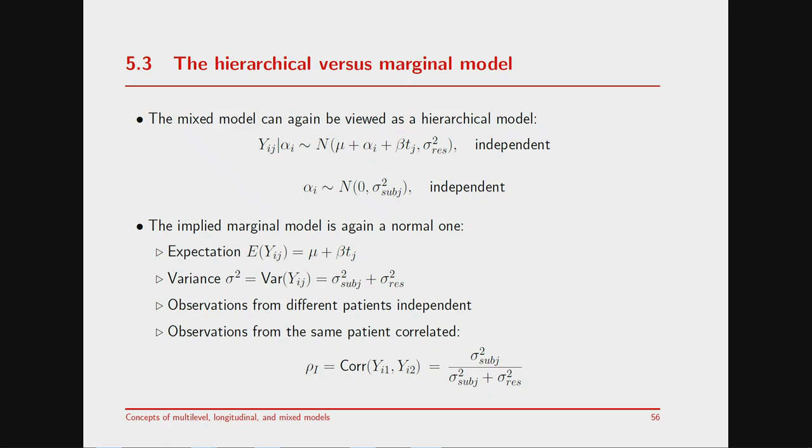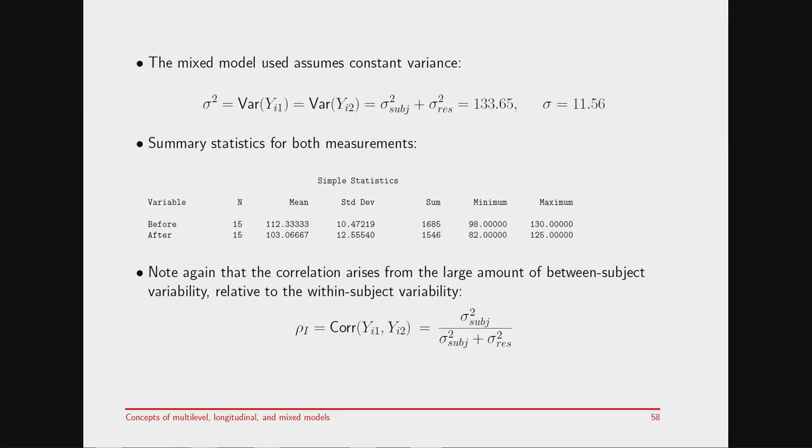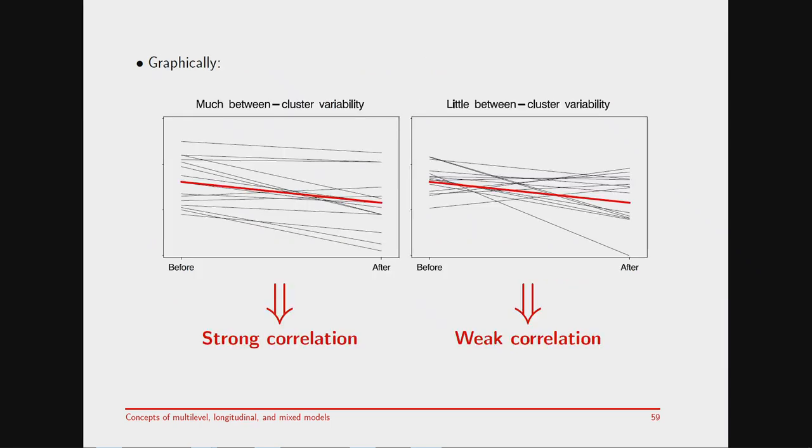So that's the only small difference between a traditional correlation analysis and a mixed model. If you look at the summary statistics, you will see that indeed there's a small difference in standard deviation between your measurements before and after, and that's reflected in a slightly different estimate for the correlation coefficient, because our model restricts these two variances to be the same, while a Pearson correlation analysis does not make that assumption. But that's the only difference.